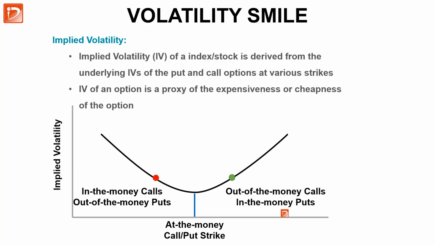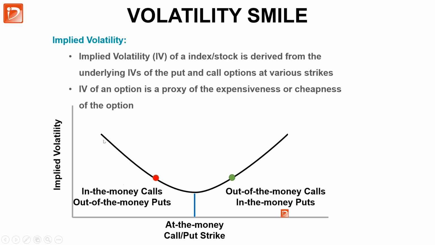So before going to volatility skew, what is volatility smile, right? And before going to that, we have to understand what is implied volatility. So implied volatility of an index or stock is derived from the underlying IVs of the put and call options at various strike prices. And IV of an option is a proxy of the expensiveness or cheapness of the option. So if the option is very expensive, then the IV of that particular option will be very high. And similarly, if the options are cheap, then the IV of that particular option will be low.